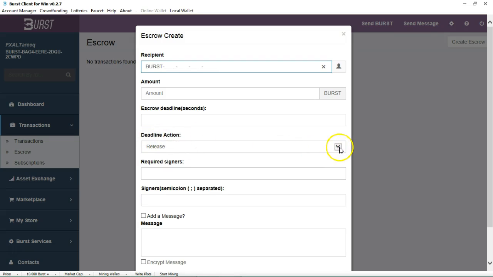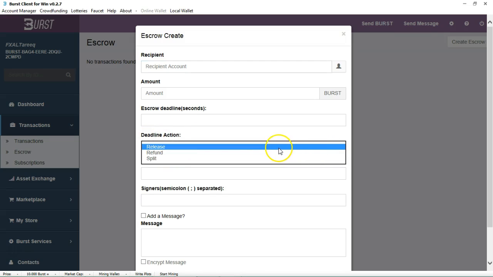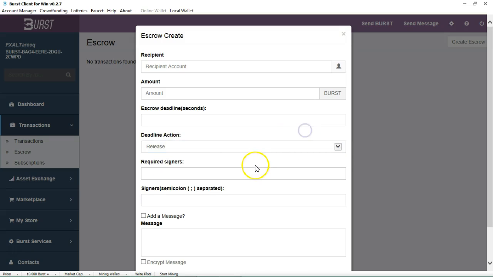For the deadline action, three things can happen. The funds will be released, the funds will be refunded, or there will be a split. Maybe things didn't turn out right, or something happened between you and the seller, or something was defective in the transaction, so you can release some and keep some of the funds. This is what is called a split transaction. The number of required signers can be anywhere from 1 to 10 to 100, whatever it is. These are the people who would actually witness the contract. So you have the escrow, and then you have the signers who are involved.